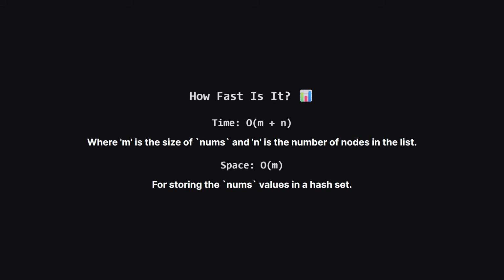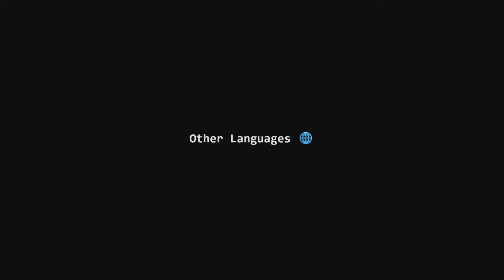For space complexity, it's big O of m. This is because we need extra space to store the values from the nums array in our hash set. Alright, that covers the main solution in Python.